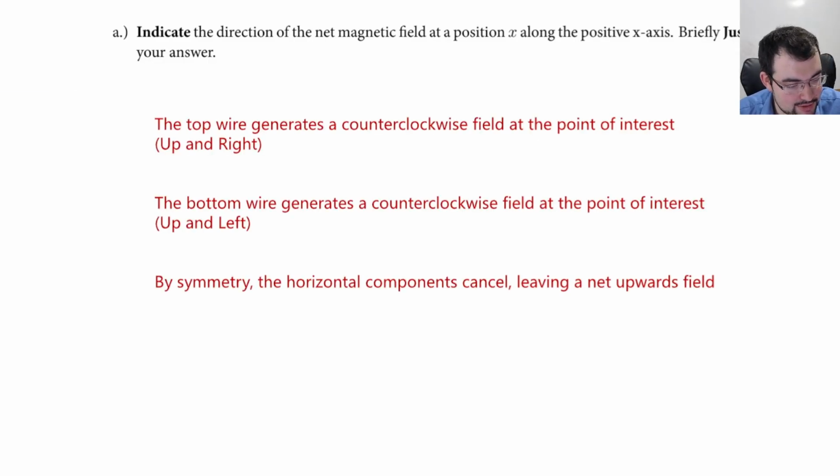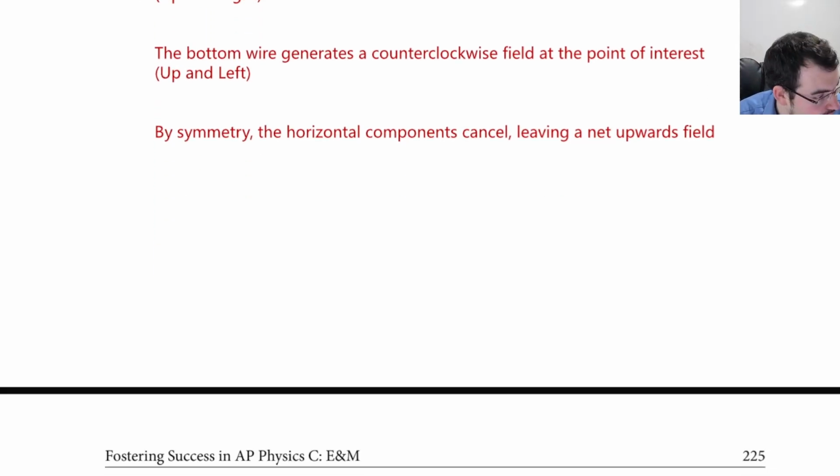Top wire generates a counterclockwise field, up and right. Bottom wire generates a counterclockwise field, up and left. By symmetry, the horizontal components cancel, leaving a net upwards field. Because again, we're essentially saying that up and right was our first vector, plus up and left, which was our second vector, yields a net magnetic field directly up when we tip to tail that.